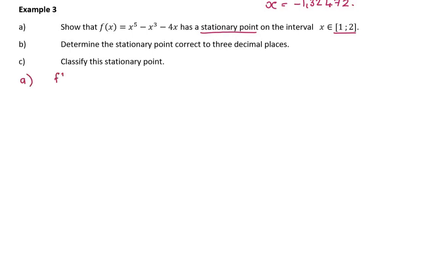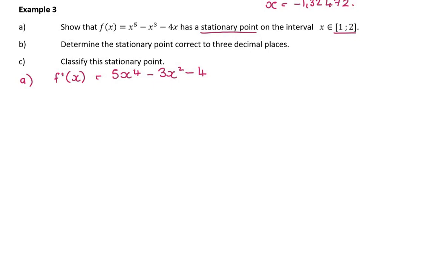Okay, well, what do I know about stationary points? Stationary points are where the gradient equals 0. So f dash x in this case will be 5x to the power 4 minus 3x squared minus 4. Now, remember that Newton-Raphson method only solves equations equal to 0. So it's pretty good that we're solving a stationary point here because we're going to make that equation equal to 0.